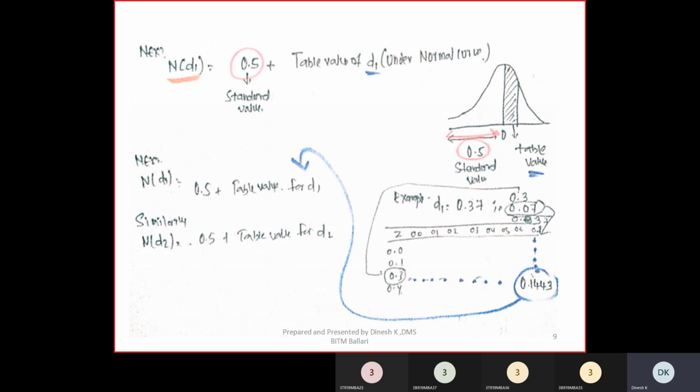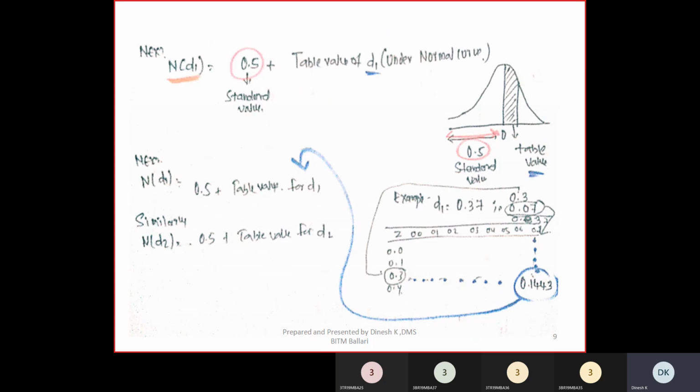Once you calculate the value of D1 and D2, next we need to calculate the value of N(D1) and N(D2). For which, as I said, you need to refer to the table which has been given to you. I have already forwarded the scientific table to you, and the same thing will be provided in the exam also. It is the normal distribution table. The D1 value you got has to be looked up in the table to find its normal curve value, the normal distribution value.